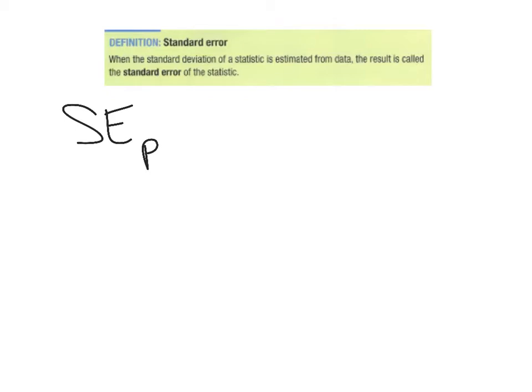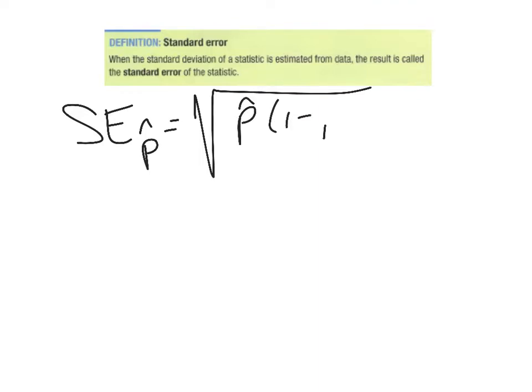Standard error of p hat is going to be equal to the square root of p hat times 1 minus p hat over n. Remember, that's the same as our standard deviation formula, except our standard deviation formula would have had p. But we don't know p. We're trying to find a confidence interval for p. So we replace p with p hat if we meet our 10% conditions, and again we call it standard error. It describes the same thing as standard deviation.